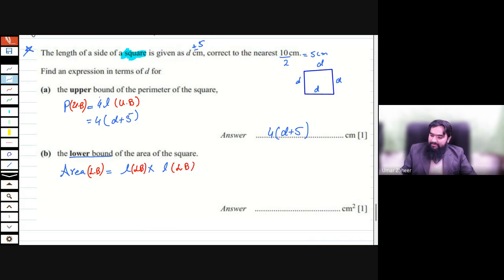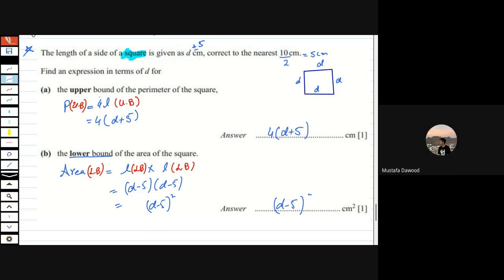So the lower bound of the first one is going to be d. For lower bound, we are going to subtract. So d minus 5 multiplied by d minus 5 will be d minus 5 square. If you want to open the square, you can, otherwise there is no need. We will get d minus 5 whole square in centimeter. Is it clear? Yes, sir.